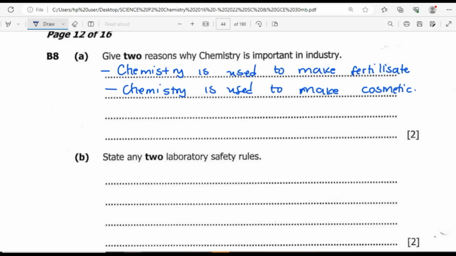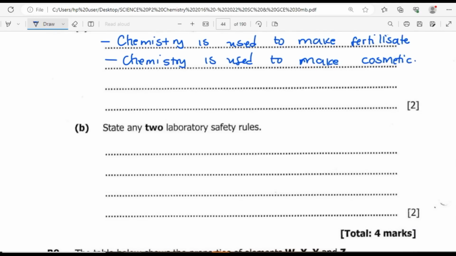Then state any two laboratory safety rules. So the first one that we look at is we can say wear goggles. Then, let's say, do not eat or drink anything.